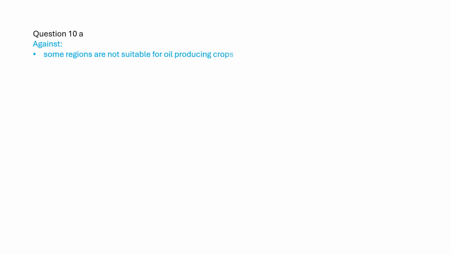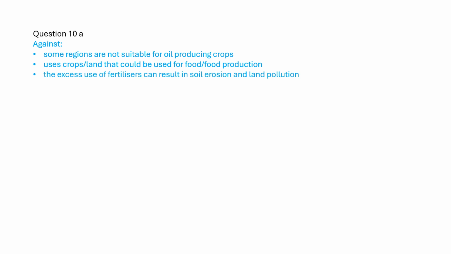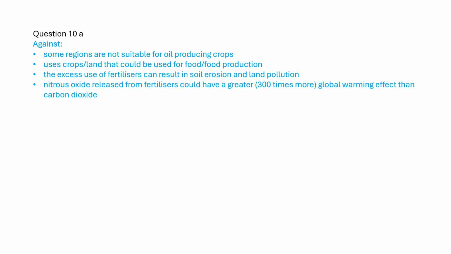Against, some regions are not suitable for oil-producing crops. Uses crops/land that could be used for food production. The excess use of fertilizers can result in soil erosion and land pollution. Nitrous oxide release from fertilizers could have a 300 times greater global warming effect than carbon dioxide. The use of water to produce more crops can put pressure on local water resources.